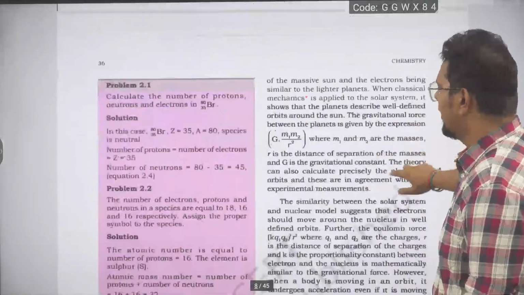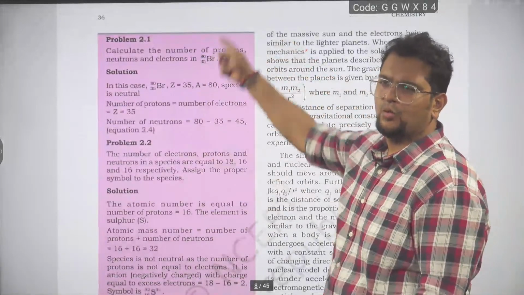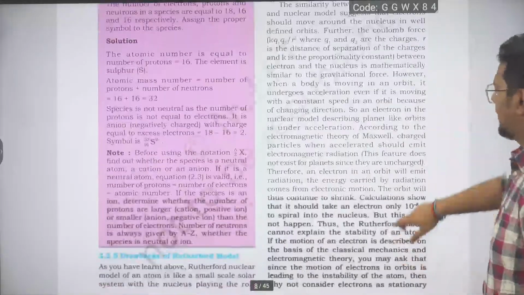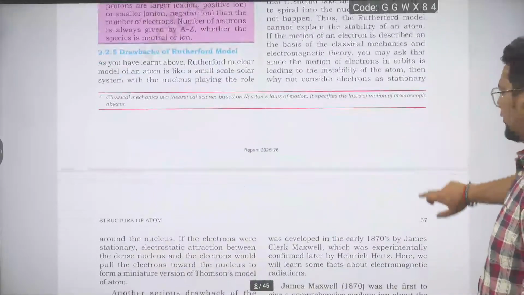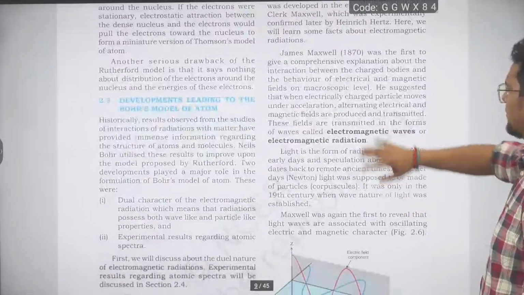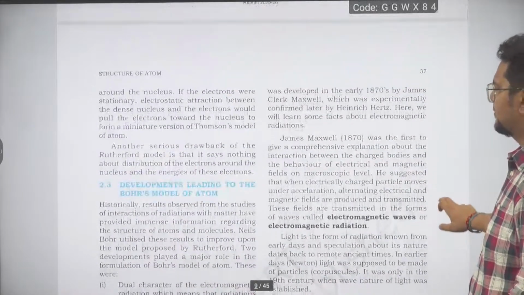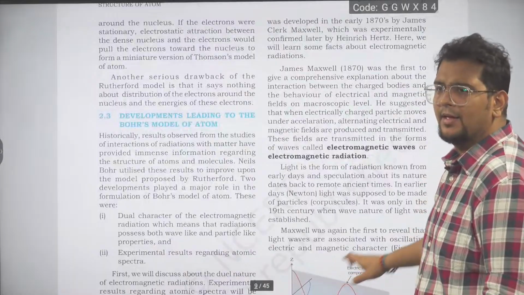Then, this is the homework you will do, 2.1 and 2.2. These two solved examples are the homework. Then, drawbacks of Rutherford model, this I told you. Then, no, up to page number 36 only we have done.